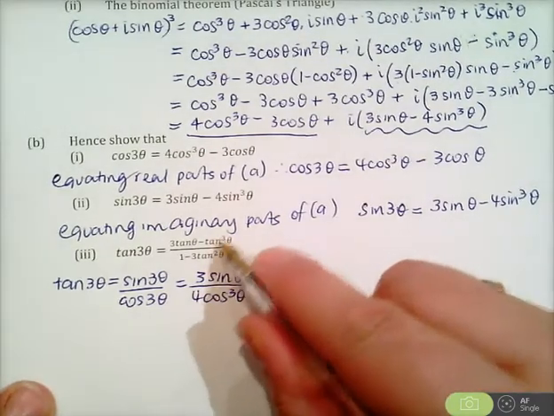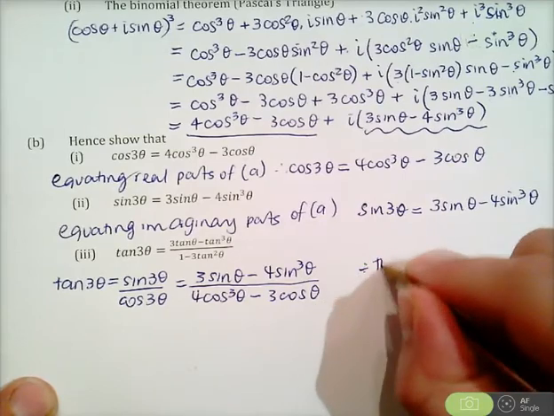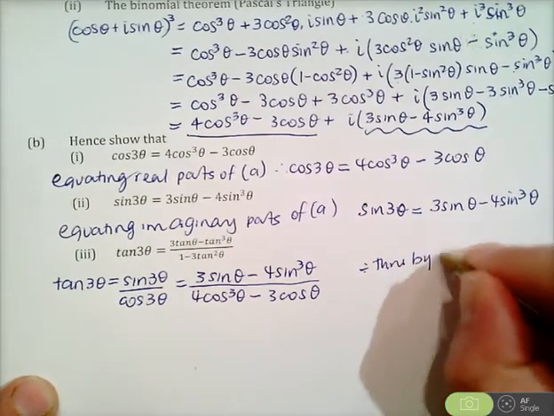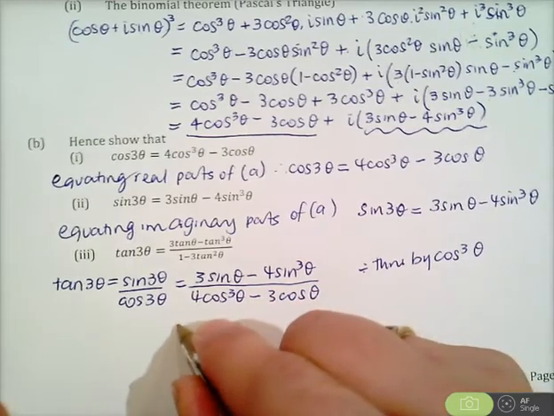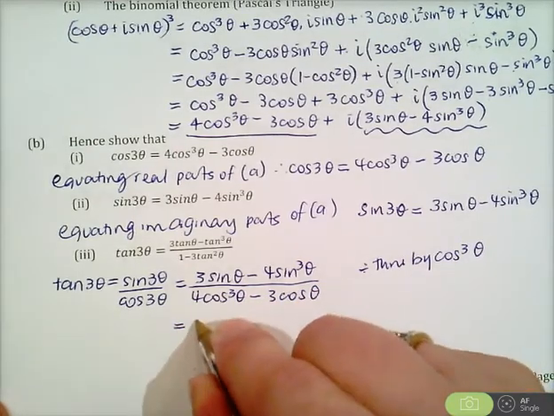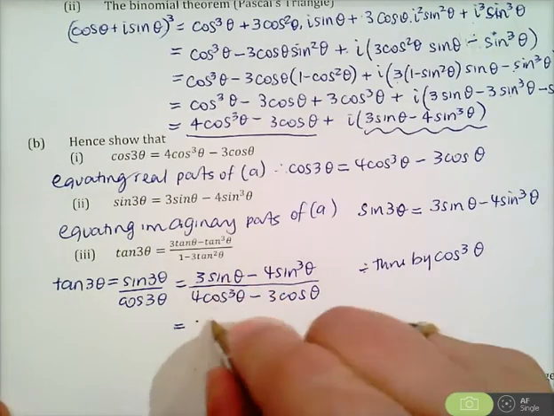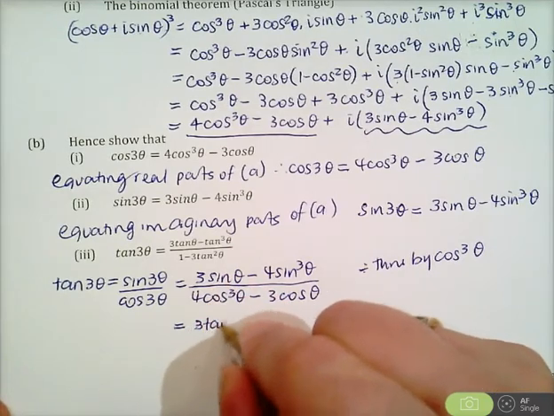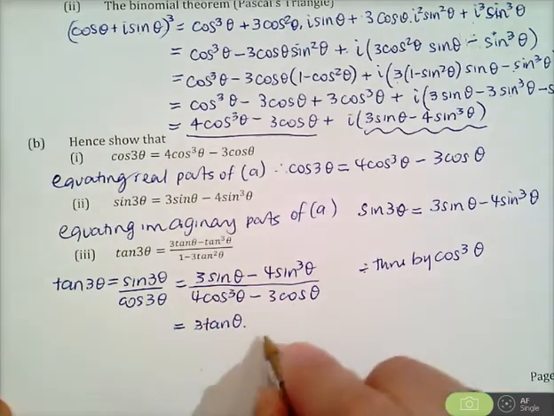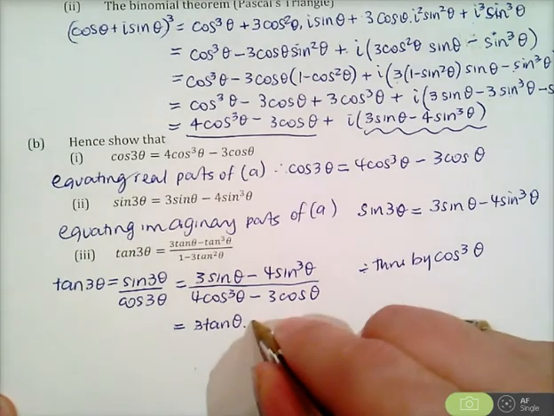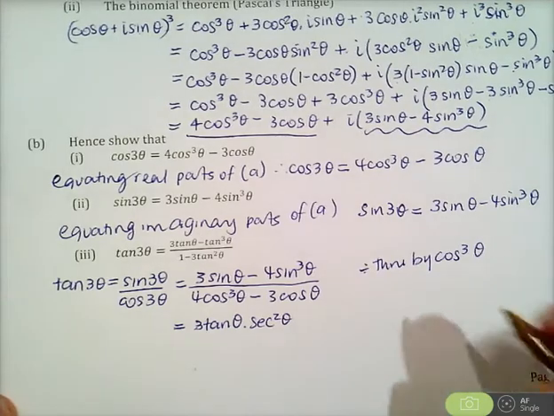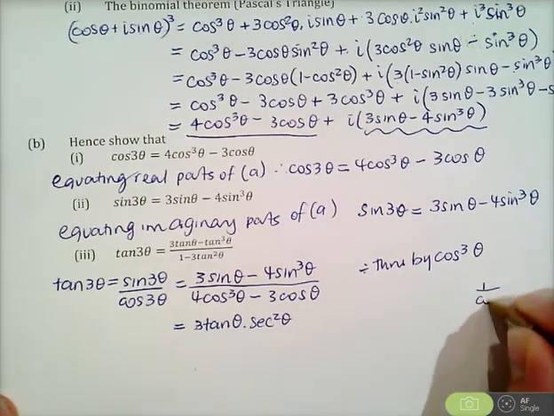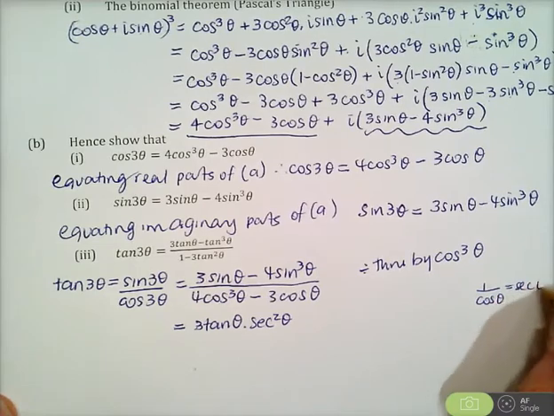And notice we've got a tan cubed theta. So if we divide through each term by cos cubed theta, we get the following. So we'll have 3 sine theta over cos cubed theta. That gives us 3 tan theta over cos squared theta, which will give us times sec squared theta, because note that 1 over cos theta is sec theta.